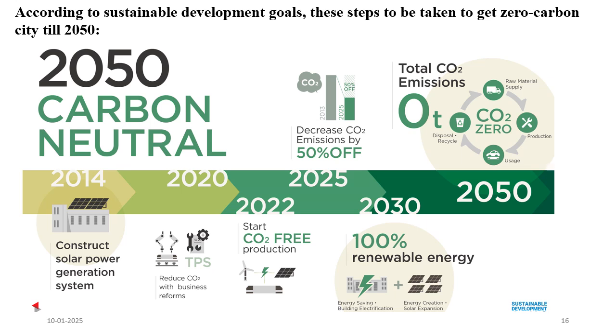These are the following steps to be taken to get zero carbon city till 2050. Construct solar power generation system till 2014. Reduce CO2 with business reforms till 2020. Start CO2 free production till 2022. Decrease CO2 emissions by 50% till 2025 and production of 100% renewable energy till 2030, and lastly total carbon dioxide emissions till 2050.